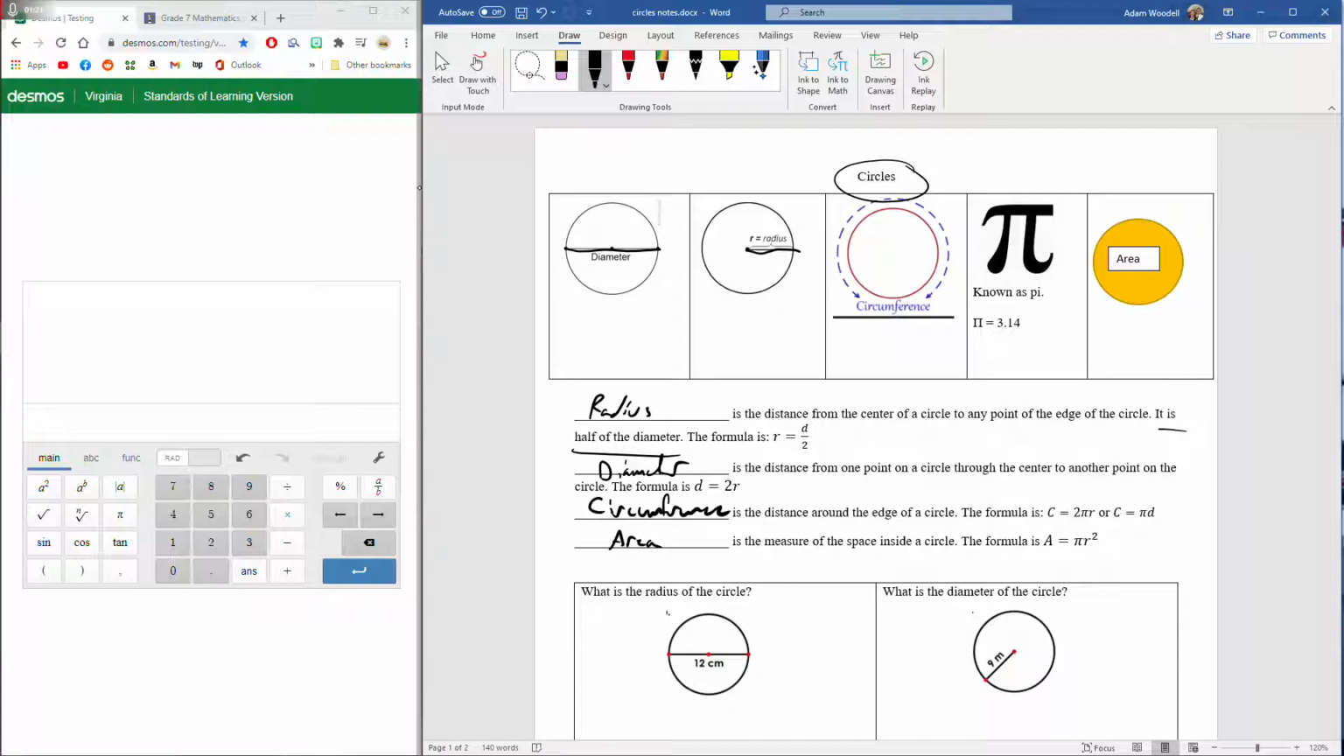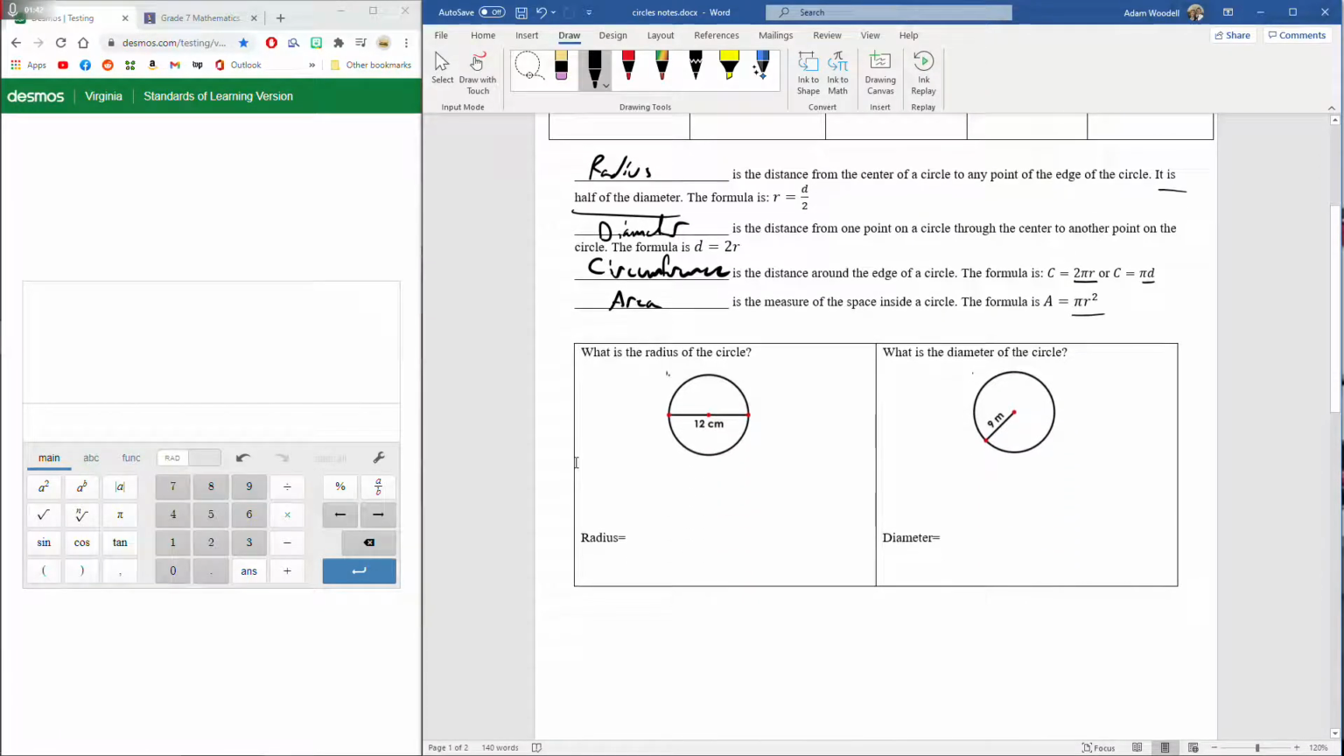So the circumference has its own formula. You can see here circumference is equal to 2 pi r or pi d, depending on which one you have. Pi obviously being 3.14, and the area is pi r squared. Again, that number pi comes up. Pi is always going to be 3.14.